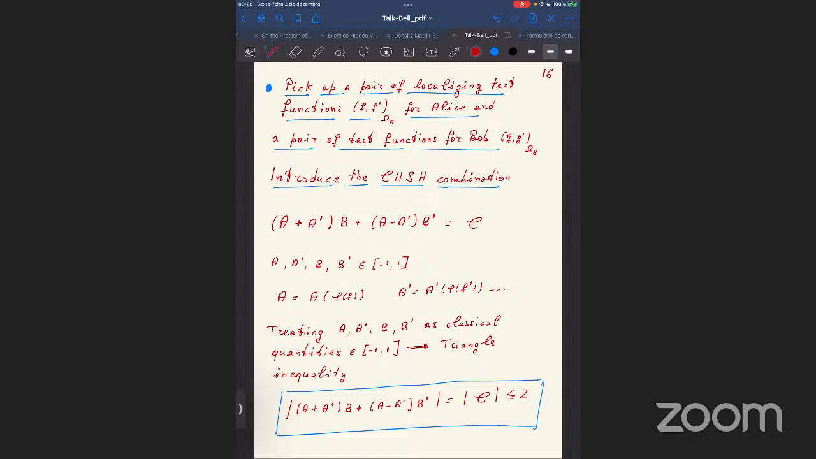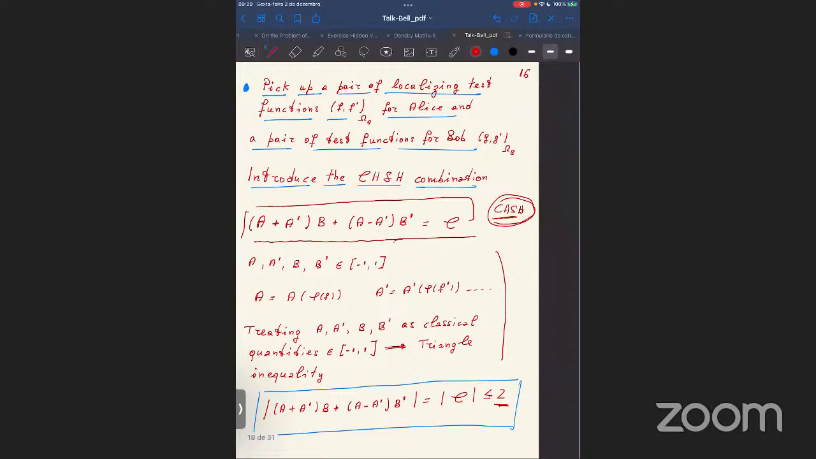Then we look at this famous combination here, the CHSH combination, where A prime, B prime are operators built out of the quantum fields, which take values between minus one and plus one. And from the classical point of view, applying the triangle inequality, it is very simple to show that this combination must always be less than two. This is very similar to the original Bell theory.